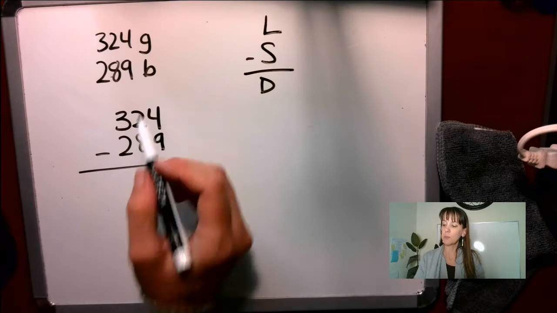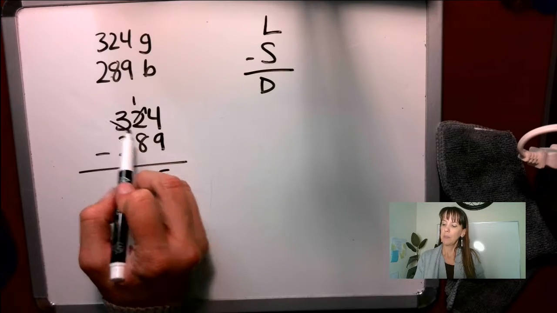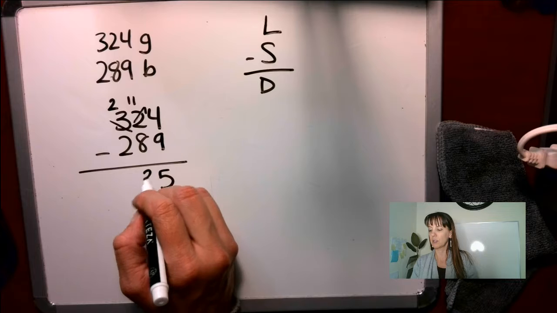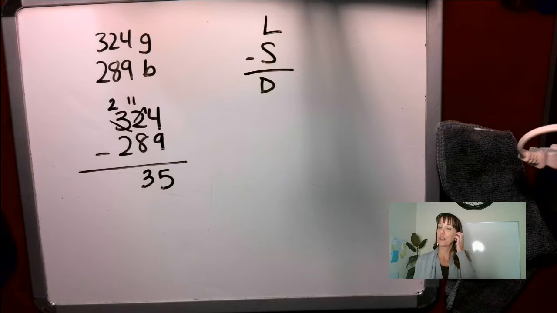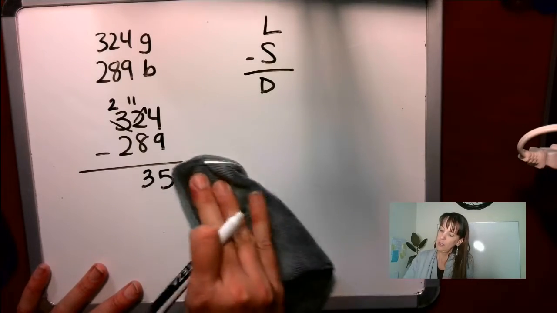So let's go ahead and do some subtraction. This is going to be 14 minus 9, which is 5. I'm going to borrow from here. That's going to be 2. I'm going to make that 11. 11 minus 8 gives us 3. The difference is 35 students. 35 girls in particular.